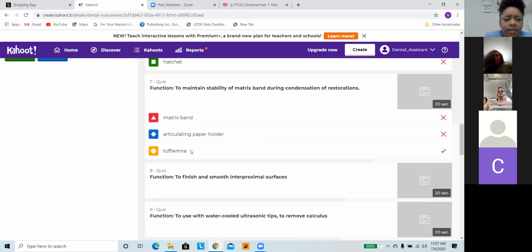Absolutely, we can't use it. First of all, how will we even get it to stay on the tooth without that Tofflemire? You really couldn't. So it gives itself away when it says to maintain stability of a matrix band.